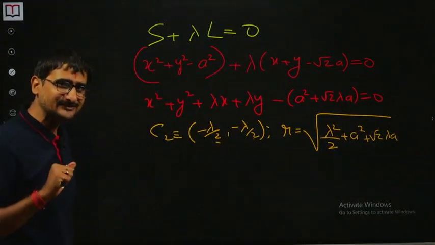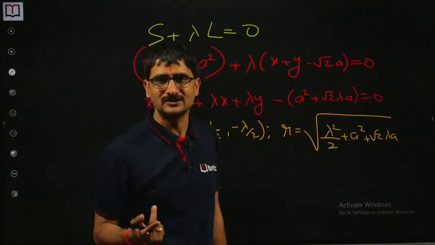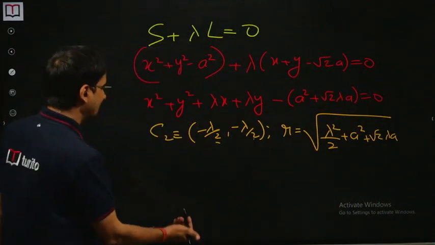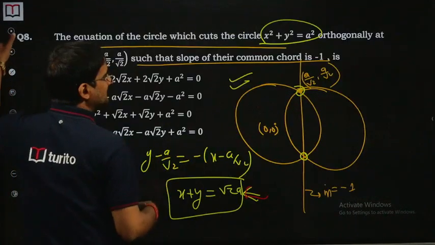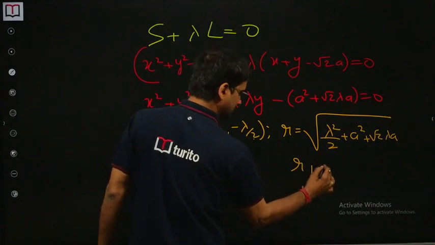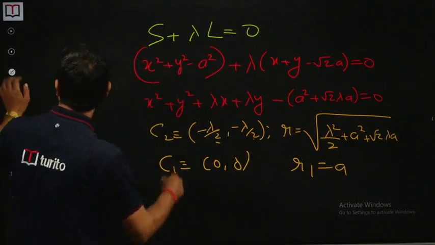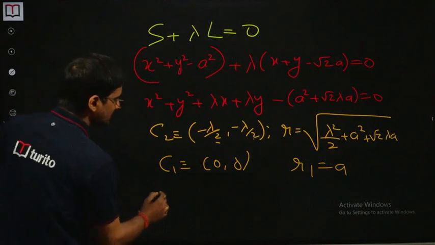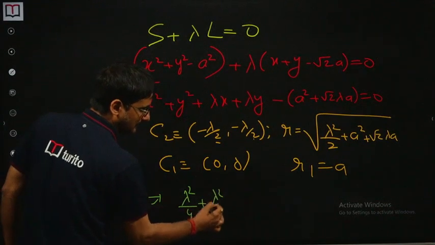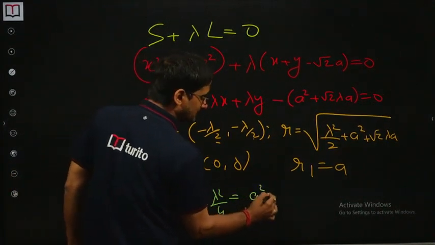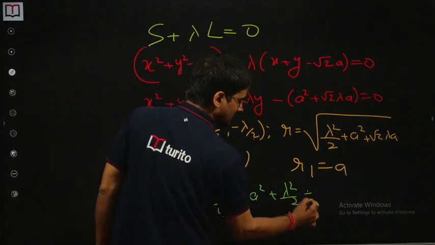Now, two circles are orthogonal. We have already used it: the sum of the squares of their radii is equal to the square of the distance between the centers. Since the center was 0 comma 0 and the radius was a, square them and c1 c2 whole square. What do we get? So the c1 c2 distance whole square is lambda square by 4 plus lambda square by 4, and the sum of squares is a square plus lambda square by 2.